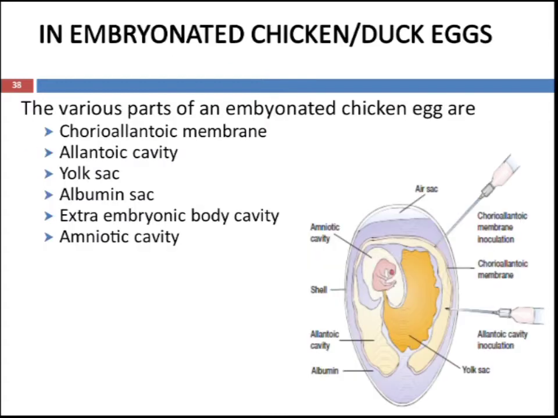So these are the different parts of an embryonated chicken or duck egg. This is the chorioallantoic membrane. This is the second membrane, allantoic membrane. This is the yolk sac. This is the albumin sac, and some extra embryonic body cavities are there, and we have an amniotic cavity.